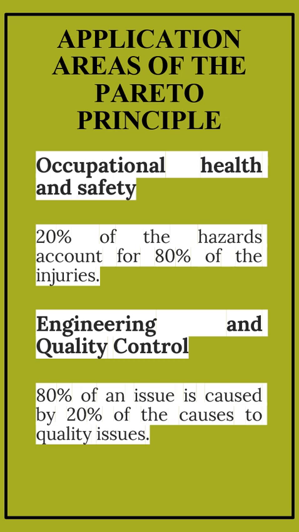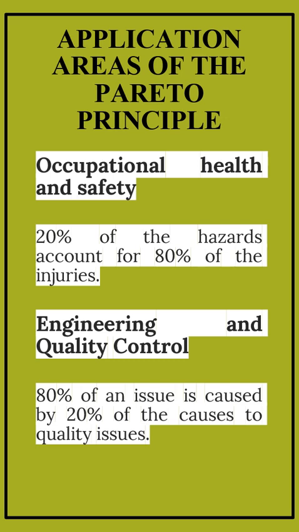Next, let us see the application of this principle in occupational health and safety. It has been found that 20% of the hazards account for 80% of the injuries. So, if those 20% of the hazards can be addressed or minimized, 80% of the injuries can be prevented.